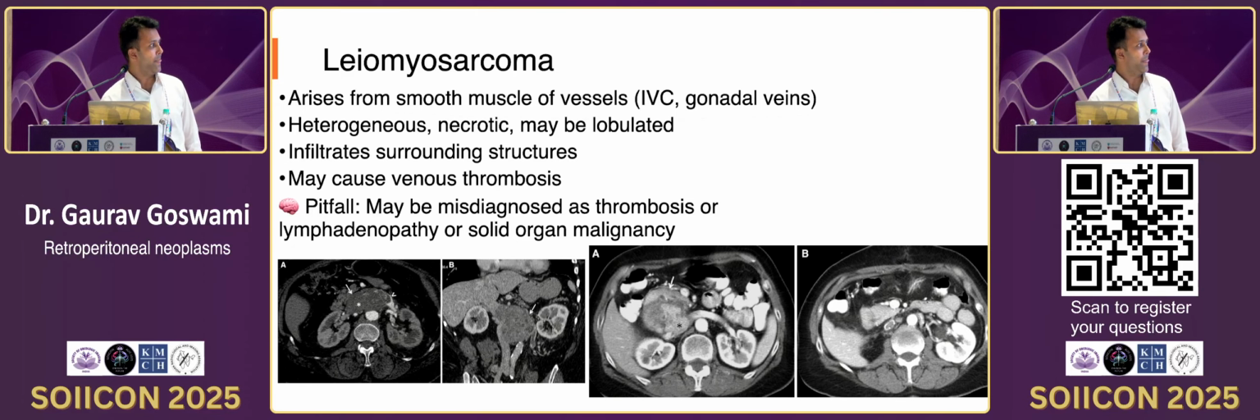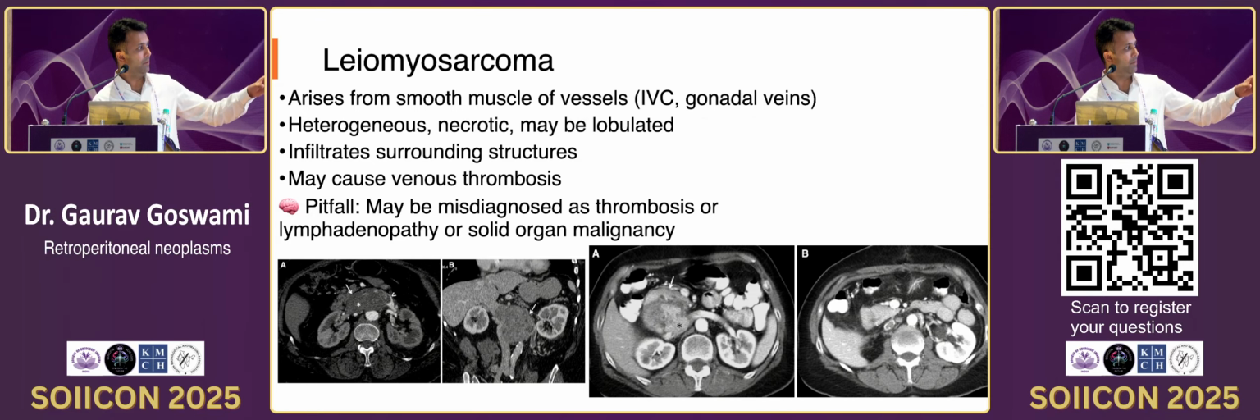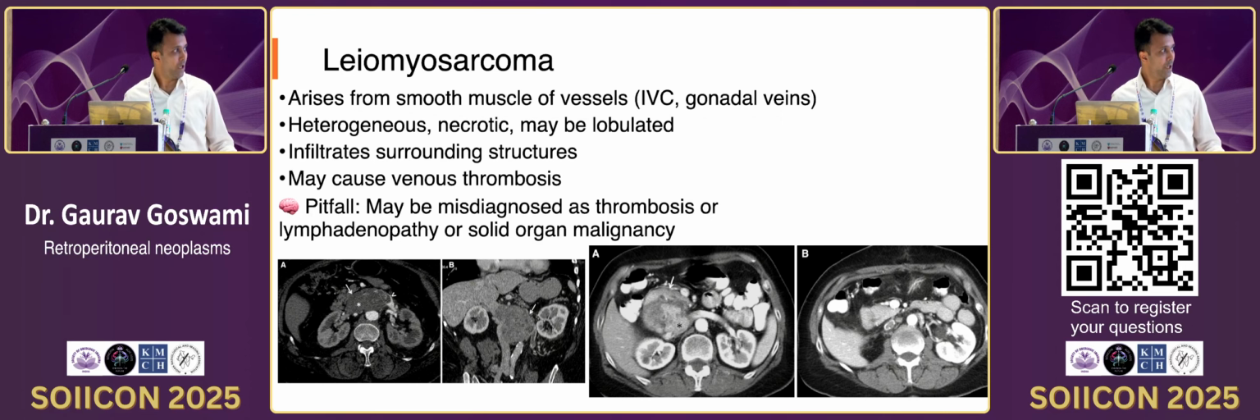Here you can see left renal vein leiomyosarcoma, which shows contrast enhancement. Here again it is also extending into the left renal vein to the IVC, and here this is the IVC leiomyosarcoma and a small intravascular lesion.